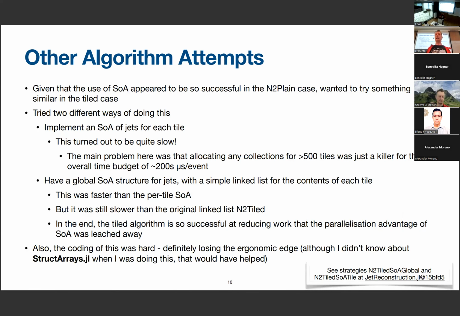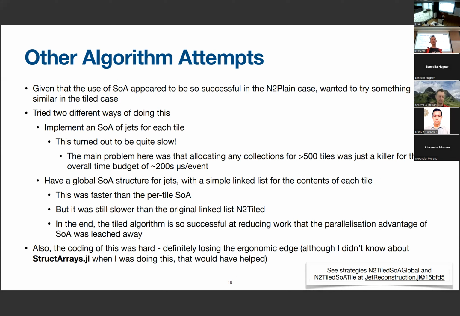Yeah. I had a go at implementing other algorithms as well. Given that the use of structure of arrays was pretty successful in the plane case, I wanted to see if we could adapt to something similar in the tiled case. I had 2 goes at doing this. One was to implement a structure of arrays in each of the tiles so that I could do fast calculations on these structures. Wow, that was slow. That was hard. And the problem was that when you set up the tiling, you've then got to set up containers to put my jets in there.